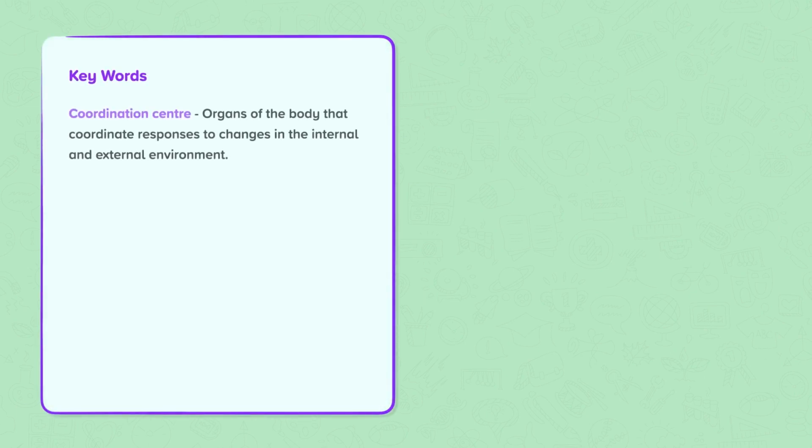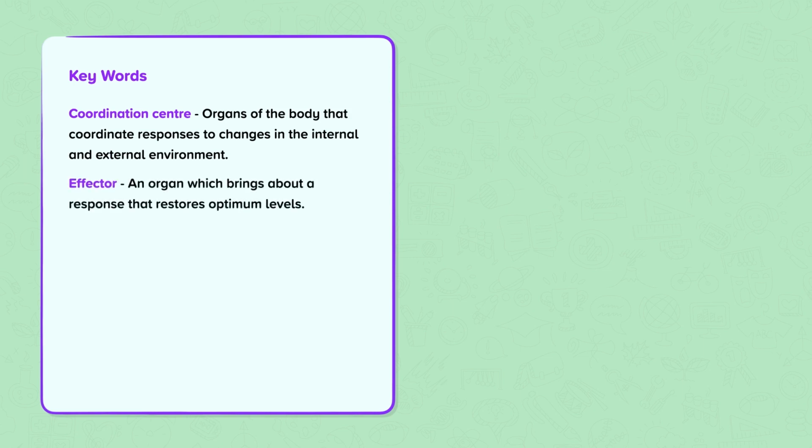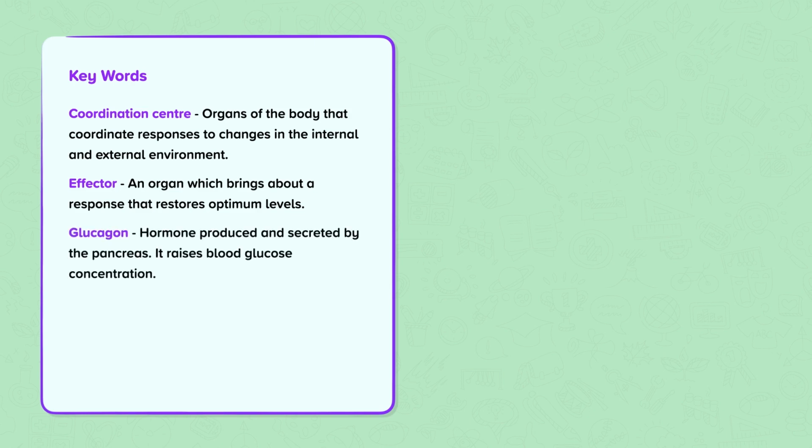Keywords: Coordination center, organs of the body that coordinate responses to changes in the internal and external environment. Effector, an organ which brings about a response that restores optimum levels. Glucagon, hormone produced and secreted by the pancreas. It raises blood glucose concentration. Glucose, a type of sugar. It is a store of chemical energy.